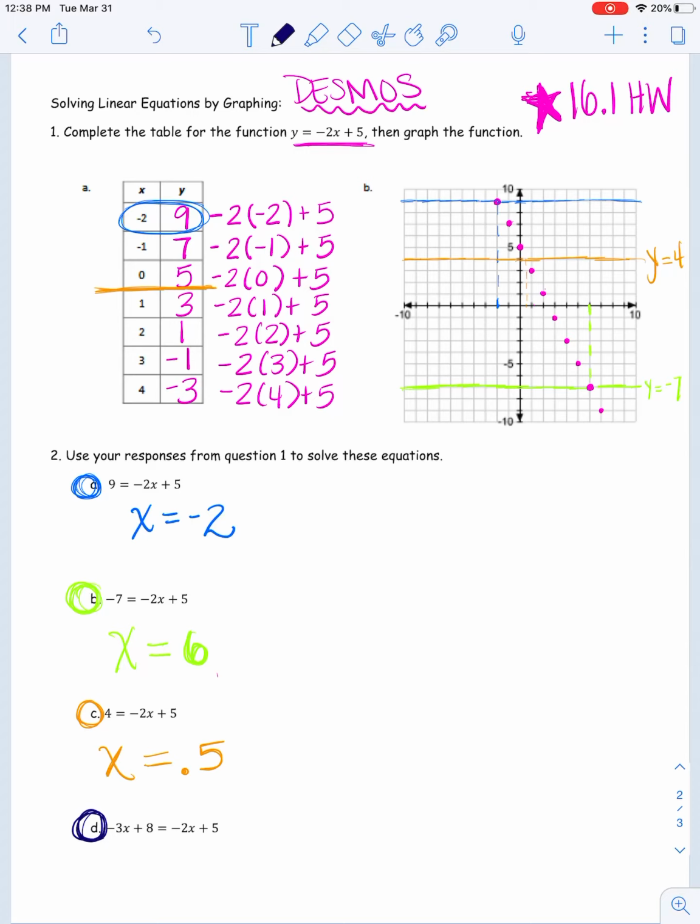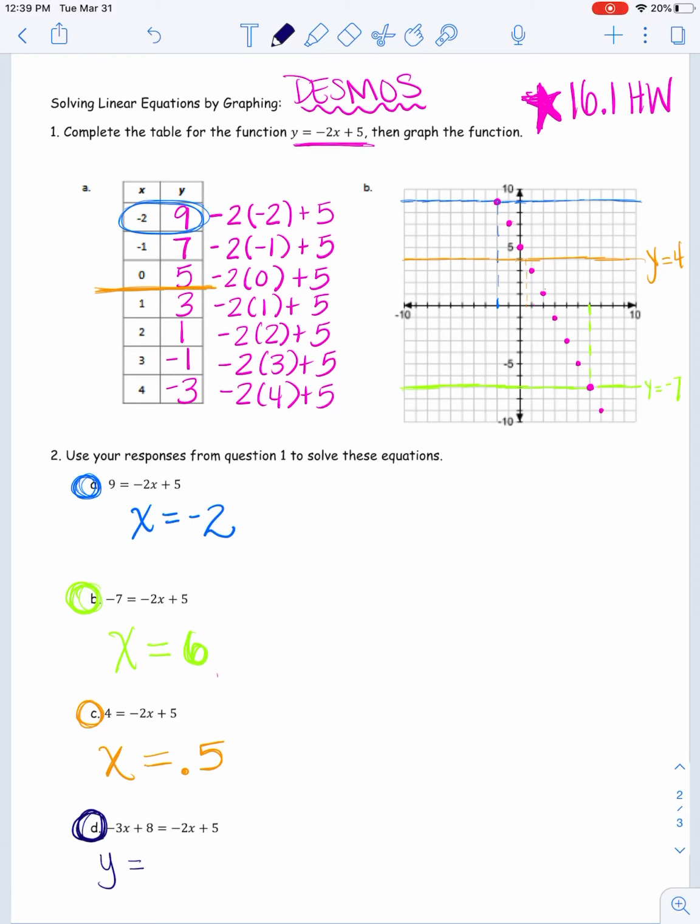Okay, so for D, we now have not only negative 2x plus 5, but we also have another equation. Okay, so we are going to have to look at where these two intersect each other. We're going to have to graph them because we don't have a table that shows negative 3x plus 8.